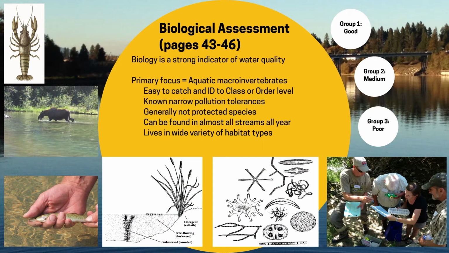Wildlife, for instance, rely on clean water and the habitat that streams provide, but they move about broadly, using many streams throughout the year. Fish, too, rely on cold, clean water, but they travel far along stream reaches. Fish don't have narrow pollution tolerances, and some fish populations are threatened, endangered, or are otherwise protected, so we leave these alone. Aquatic plants have wide-ranging pollution tolerances and are difficult to tell apart without further training.